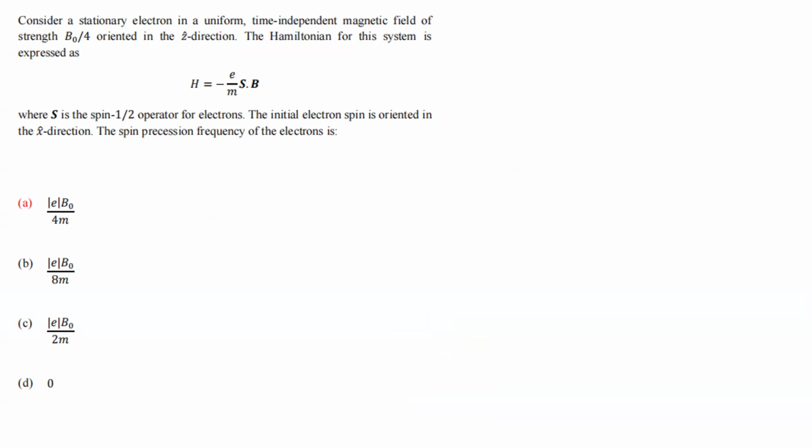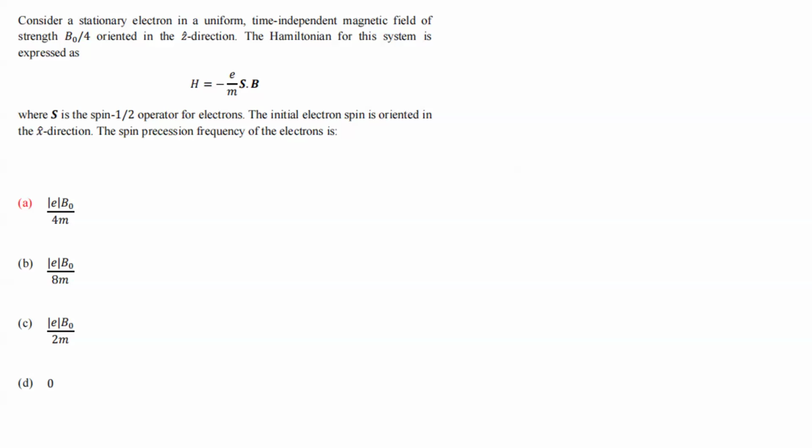The Hamiltonian of the system is expressed as H equal to minus e by m S dot B, where S is the spin angular momentum operator of spin-half for the electron. The initial electron spin is oriented in the x cap direction. You need to find the spin precession frequency of the electron.